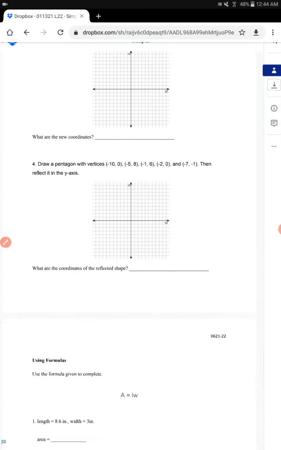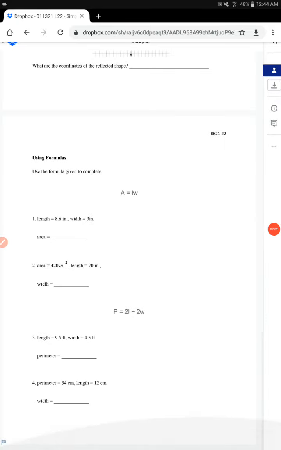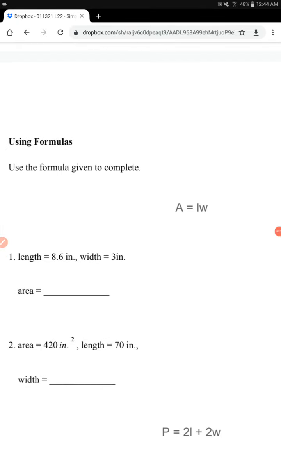Okay. So how much time we have left? Okay. So we'll just do this section really quickly.